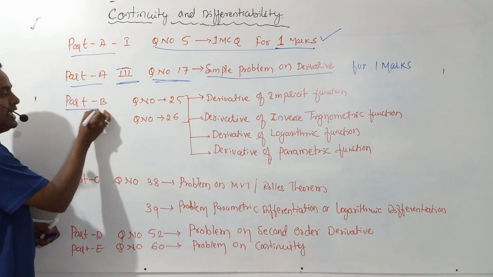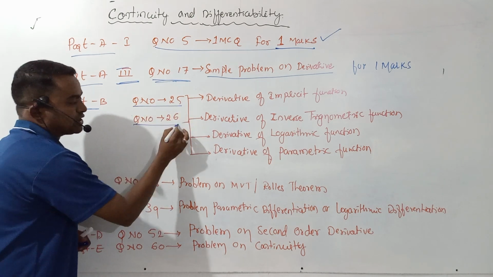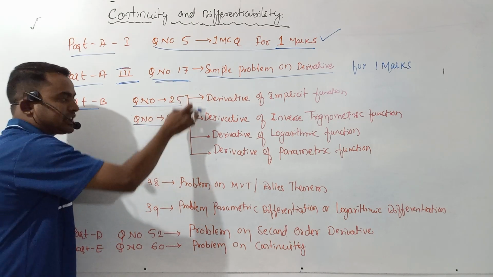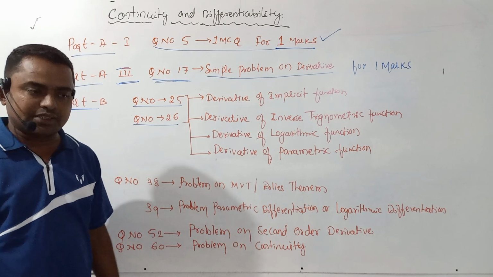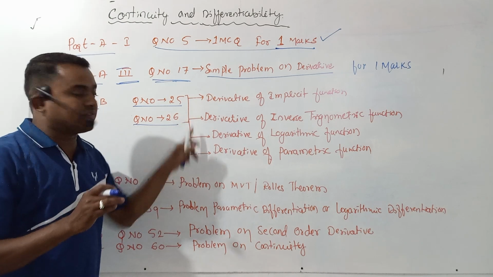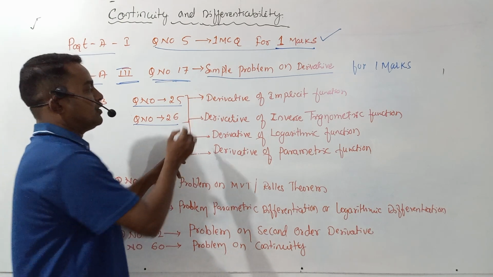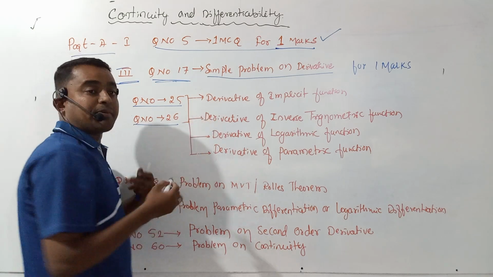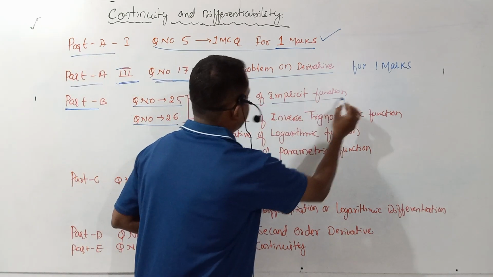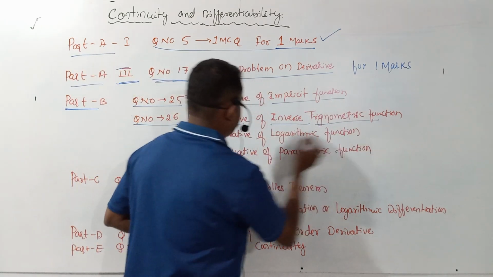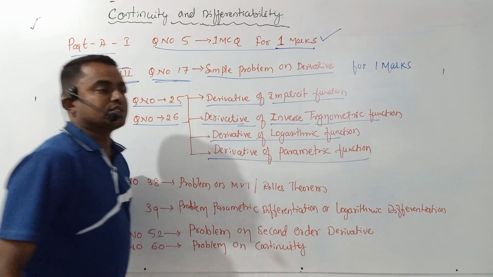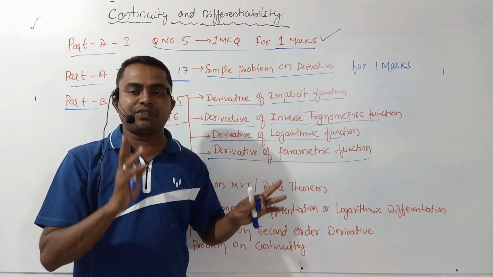Then in part B, question number 25 and question number 26, 4 possibilities are there. Out of these 4 types only, 2 questions will appear for 25 and 26. Which types? Derivative of implicit function, derivative of inverse trigonometric function, derivative of logarithmic function, derivative of parametric functions. So out of these 4 types, 2 questions will appear.